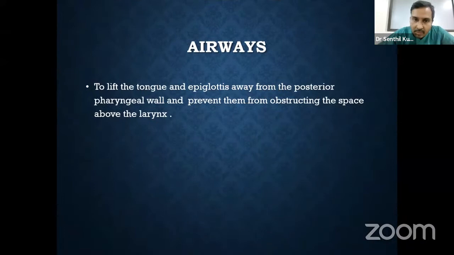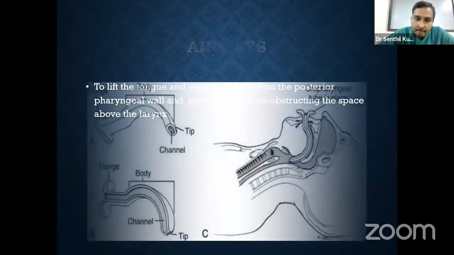Coming to the other important thing, airways. We have oropharyngeal and nasopharyngeal airways. To my knowledge, next to the mask, this is the most important device. The aim of the device is to lift the tongue and epiglottis away from the posterior pharyngeal wall so that upper airway obstruction is avoided.